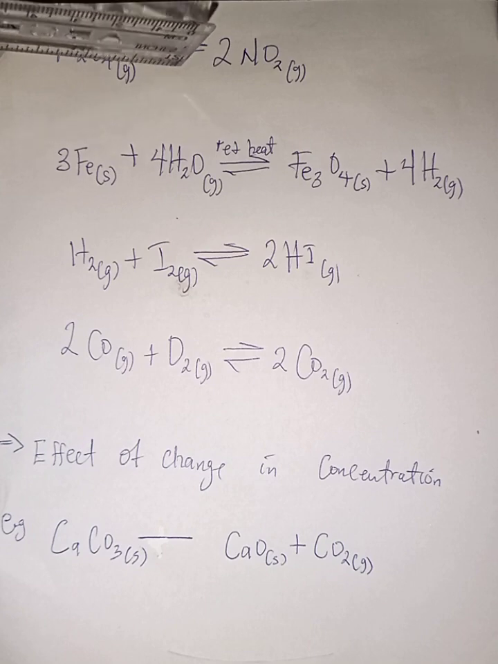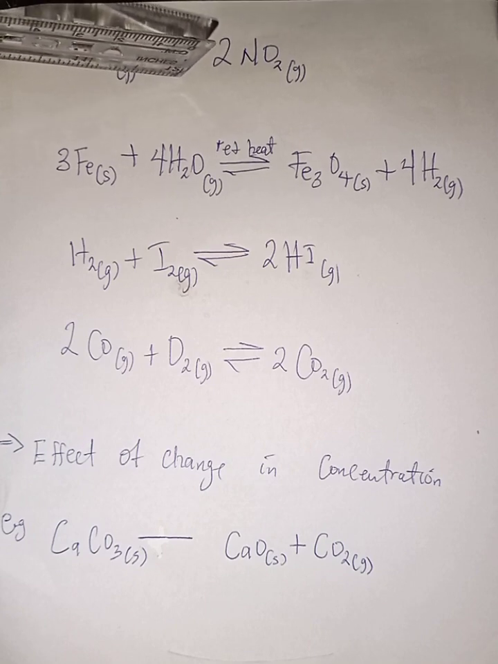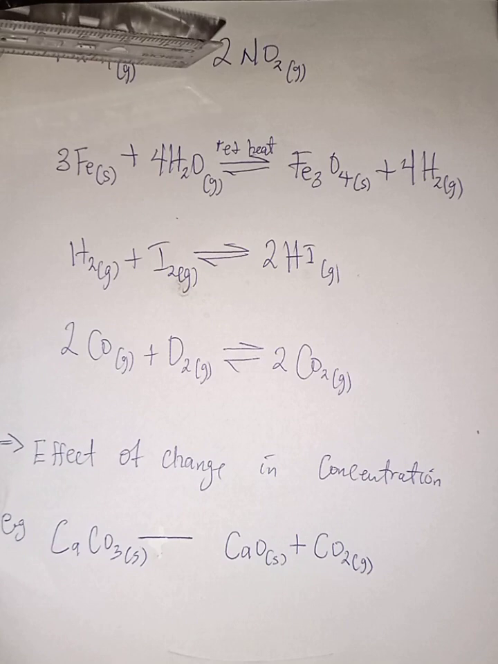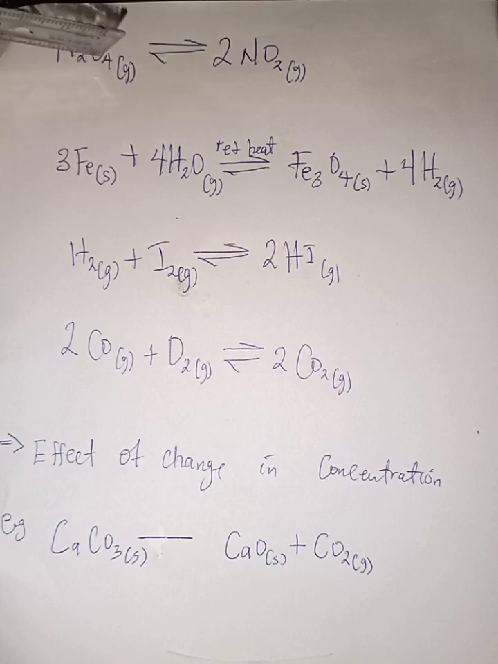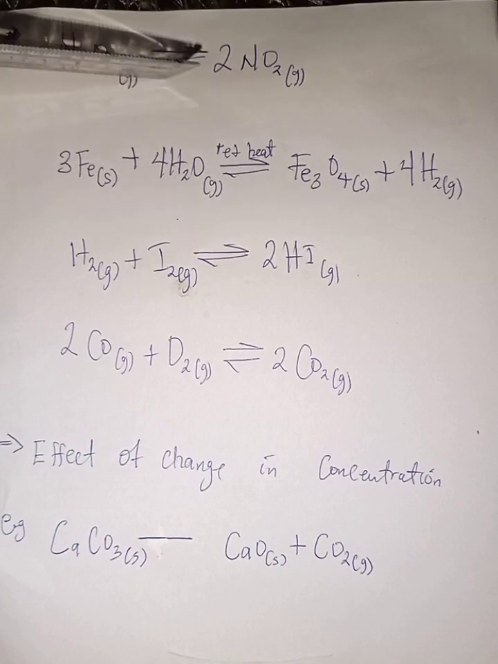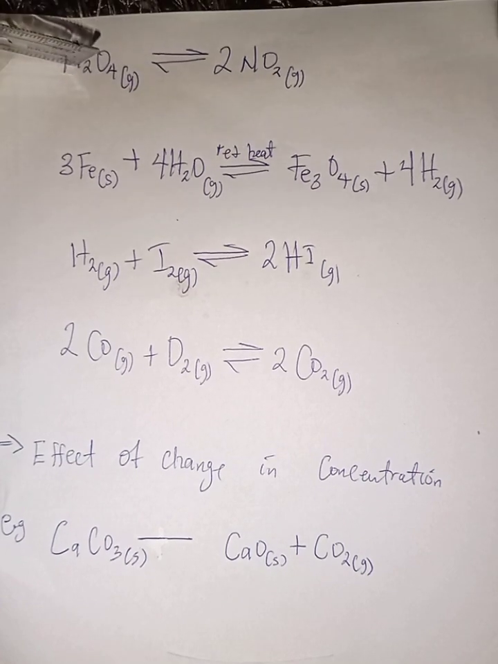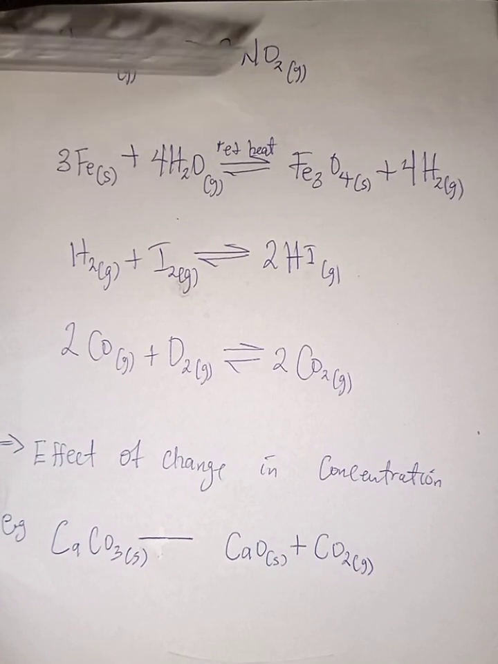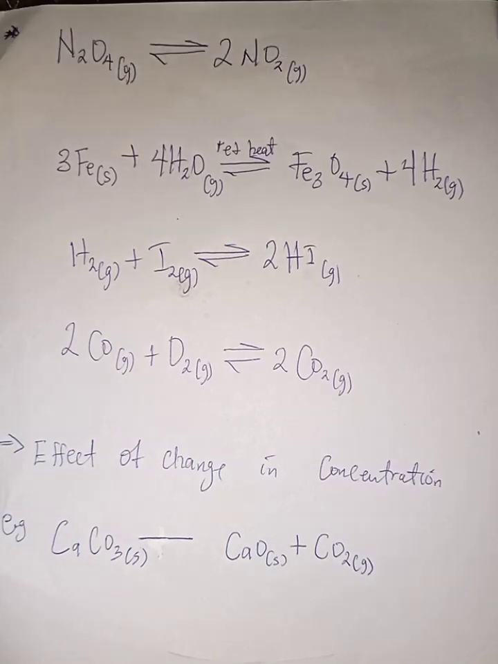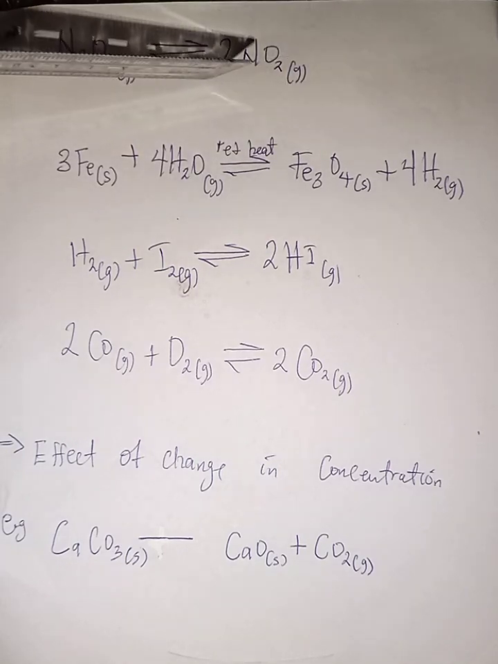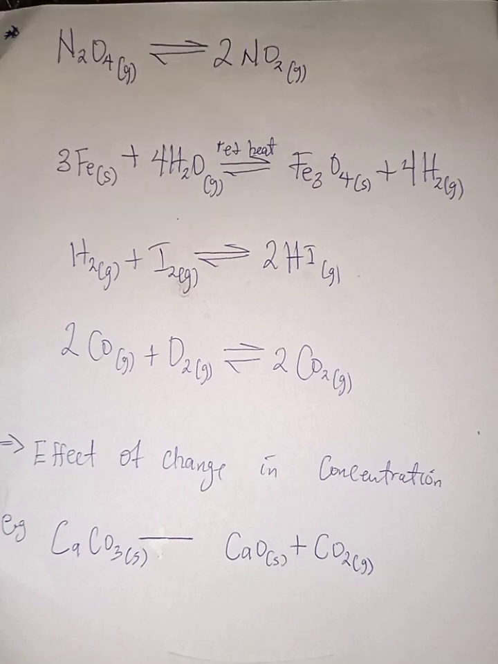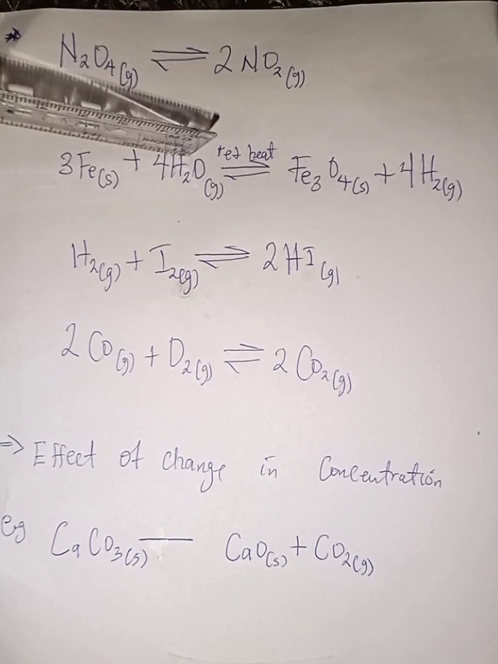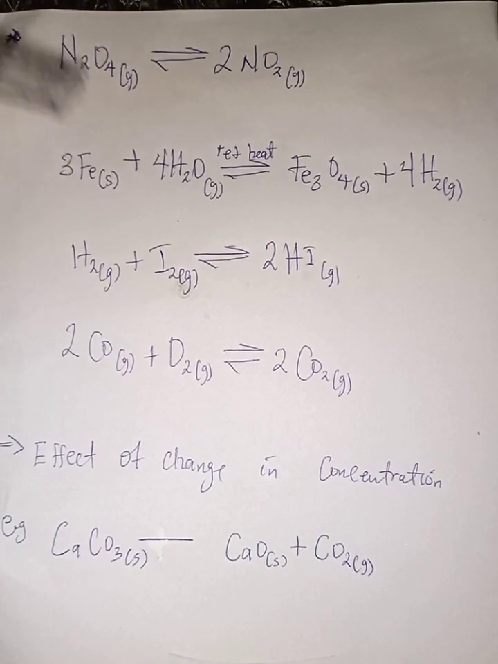You decrease the pressure. If you increase pressure, the equilibrium will favor the side that has the lesser number of moles. So if you increase the pressure, the equilibrium position will shift to the left. If you decrease the pressure, it will shift to the right-hand side, because decreasing pressure will favor the side that has the higher number of moles, while increasing pressure will favor the side that has the lesser number of moles. For this one, it is solid, it will not count.